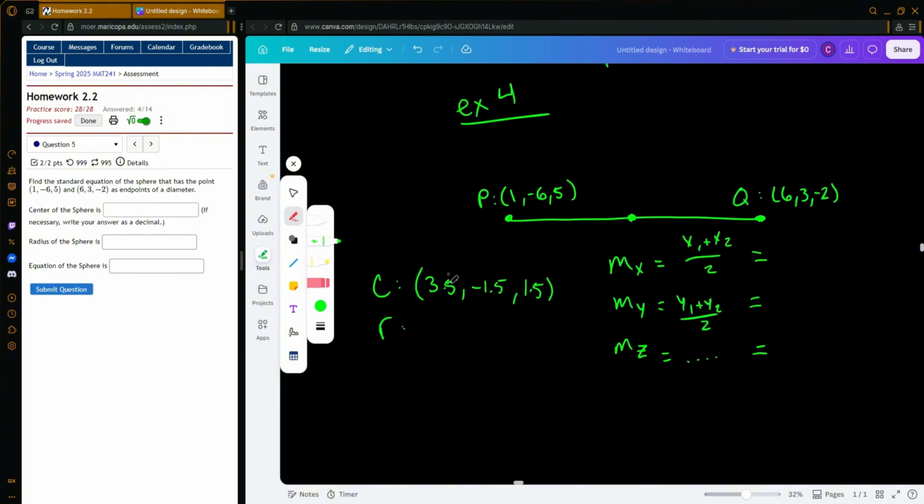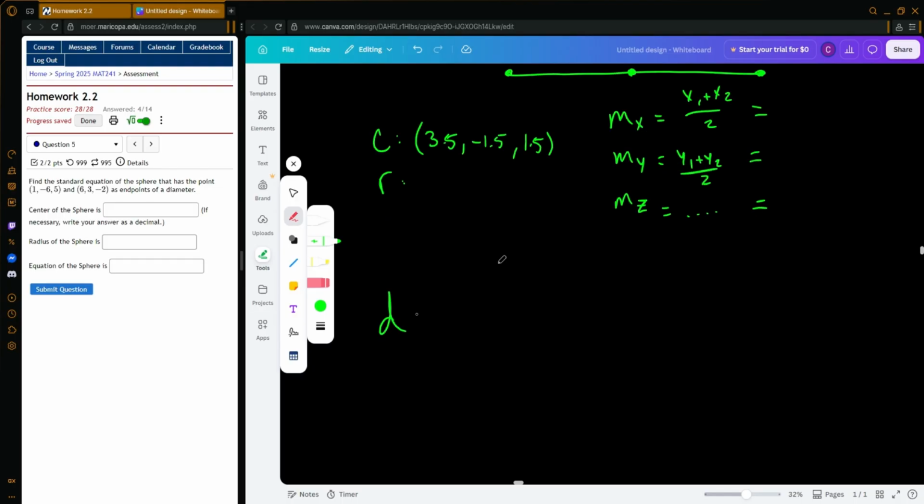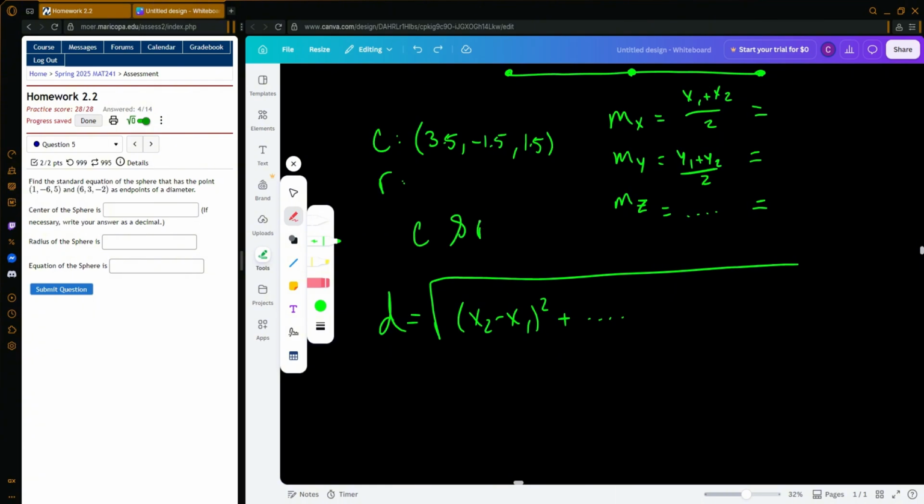How about the radius? What we could do is find the distance between the center and Q, or the center and P, since the radius is this distance. So we can just use the distance formula. The distance formula, again, is x2 minus x1 squared, and then all of the other coordinates, and you add them together, so dot dot dot. So we'll do this between C and Q, we'll find the distance.